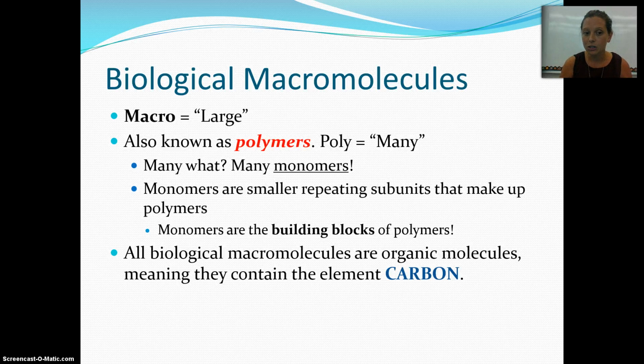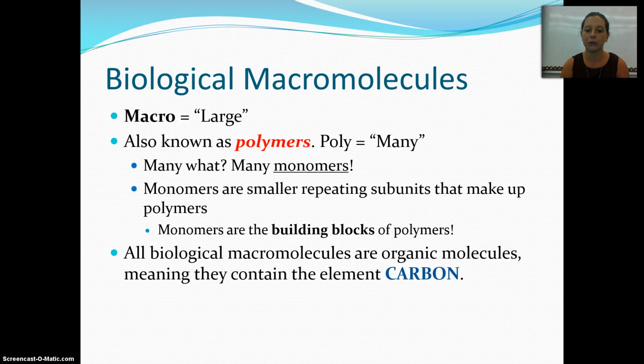Poly means many, so we're talking about many things being put together. And what are those many things that we are putting together? We're putting together the monomers. So monomers come together to form polymers. Monomers are the building blocks or repeating subunits that make up the macromolecules, the polymers. So monomers are the building blocks of polymers. And that's important because for each macromolecule that we talk about, I'm going to tell you what the building blocks are, what the monomers are. So make sure you fill those in.